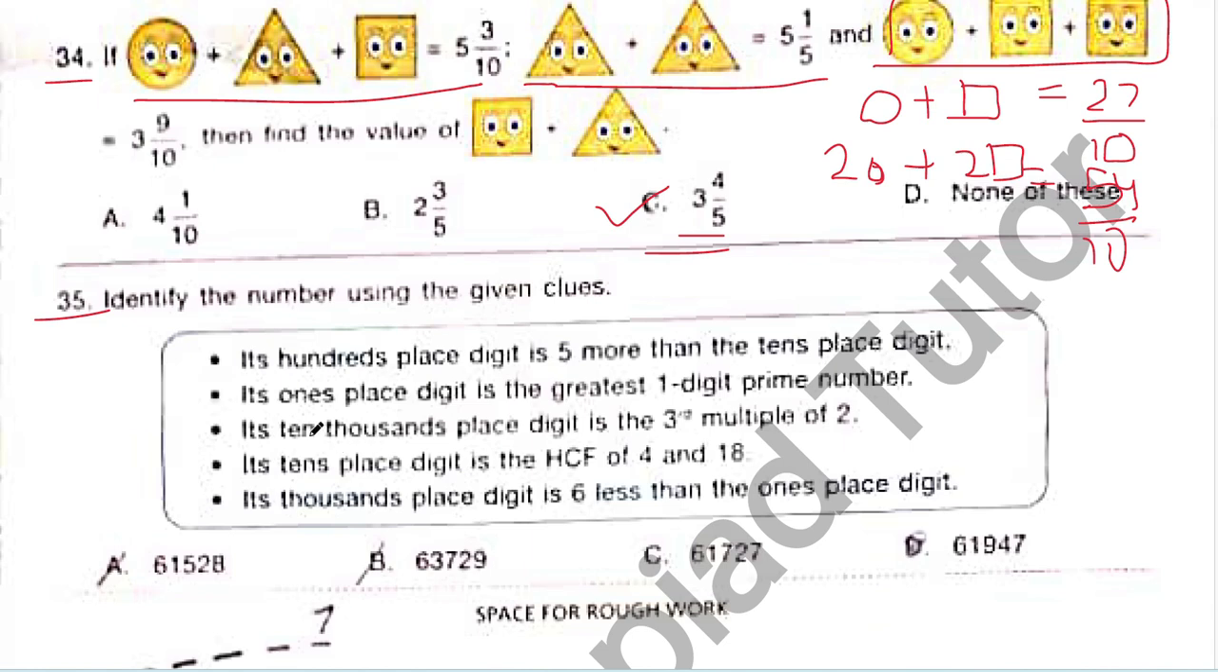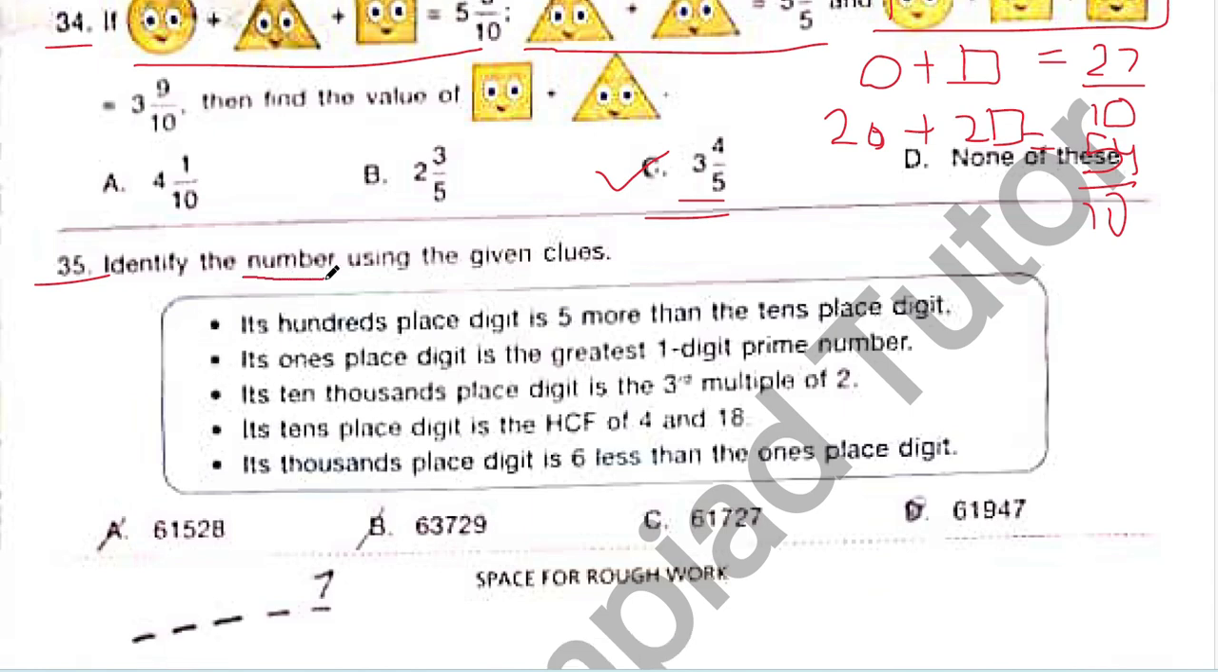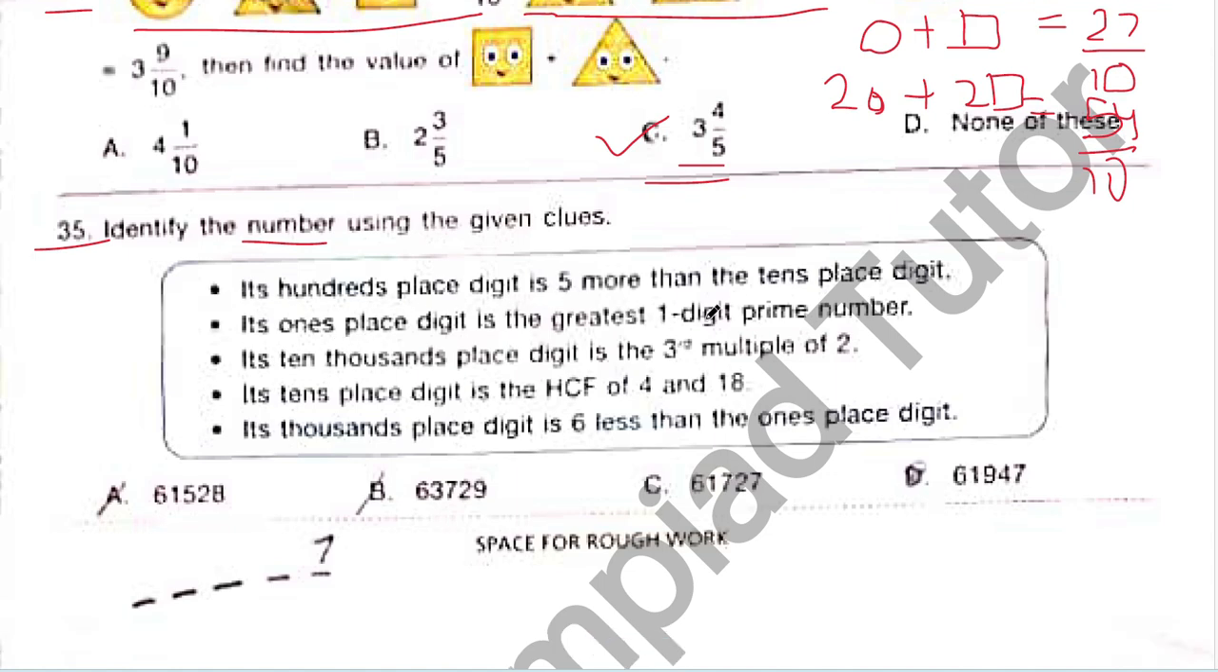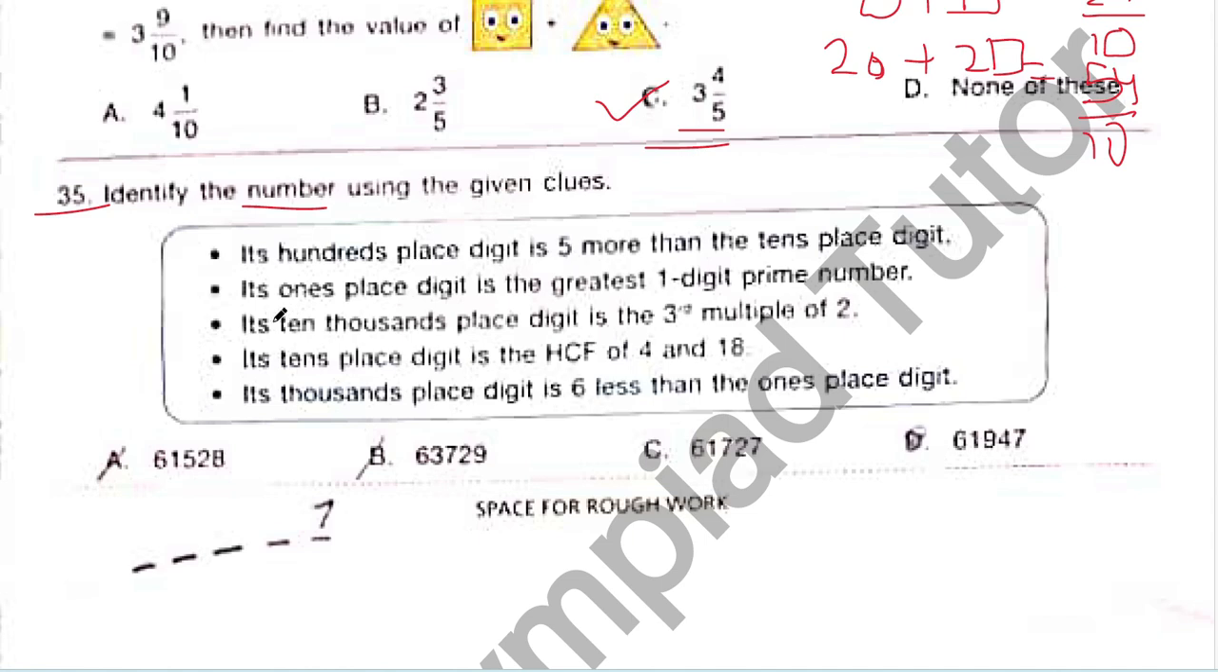The last question of this paper is we have to identify the number using the clues. So clues are there for each and every place. First is its hundreds place digit is 5 more than the tens place digit. Its second clue is its ones place digit is the greatest one digit prime number. The greatest one digit prime number is 7, so its ones place digit is 7 only. Its 10,000 place is the third multiple of 2. The third multiple of 2 is 6, so it is 6 here at the 10,000 place.